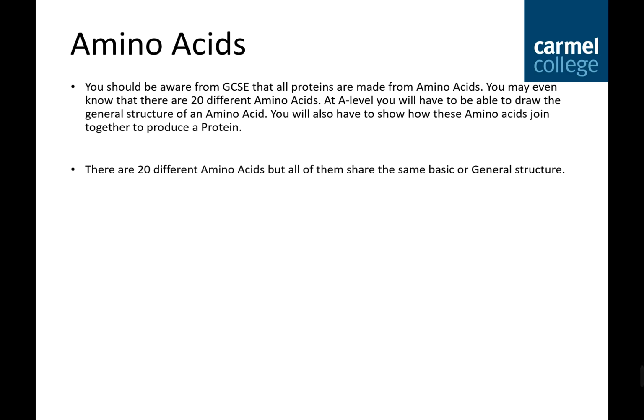You'll be aware from GCSE that proteins are made up from smaller molecules called amino acids. There are 20 different naturally occurring amino acids that exist. And different proteins have different combinations of these amino acids, which leads to them having different shapes and structures, which gives them the different functions that different proteins possess. At A-level, you will be expected to draw the general structure of an amino acid from memory. This general structure is shared by all 20 amino acids.